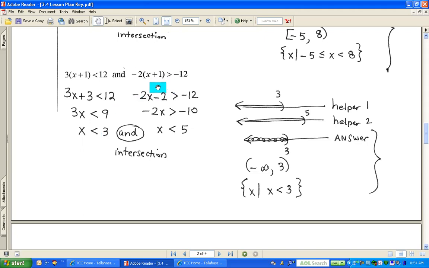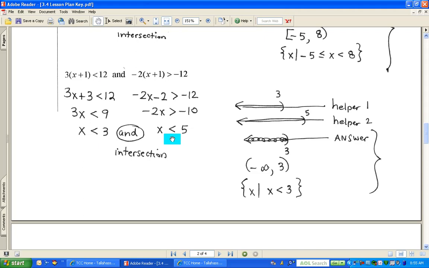On this one, we distribute the -2, so we get -2x minus 2 is greater than or equal to -12. I add 2 to both sides of the inequality, giving me -2x is greater than -10. And I divide by -2, which causes a sign reversal. X is less than 5, right? -10 divided by -2 is 5. Isn't it, Zeus? Yes, it is.